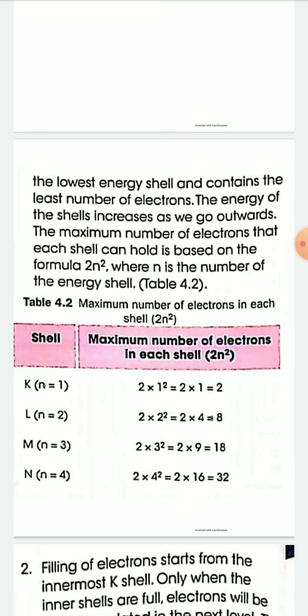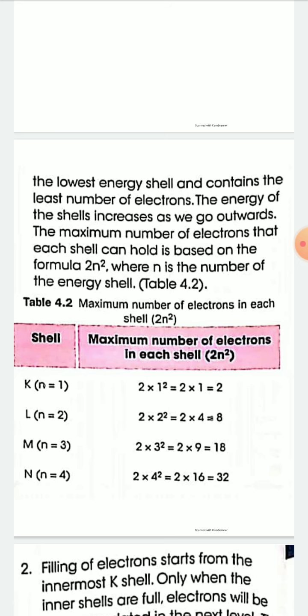So for the first cell, that is n equal to 1, that is K cell, K cell can contain maximum 2 into 1 square, that is 2. So the first cell can contain maximum 2 electrons according to the 2n square rule. Now for L cell, n is equal to 2, the second cell. The second cell can contain 2 into 2 square, that is 8 electrons.